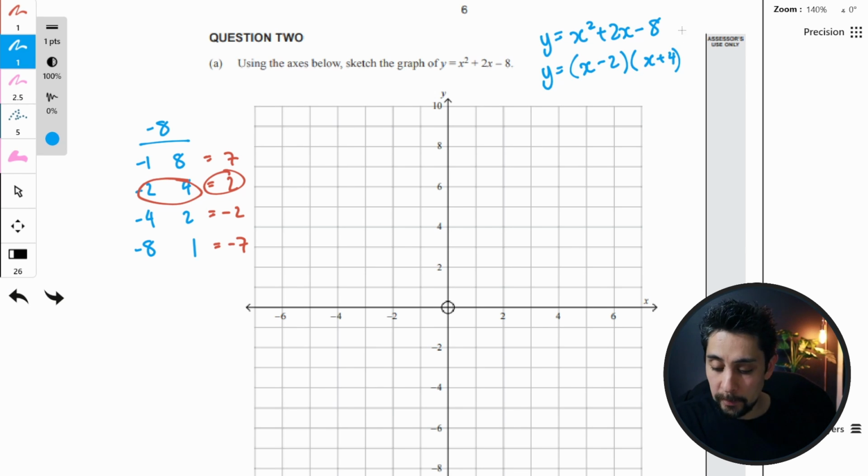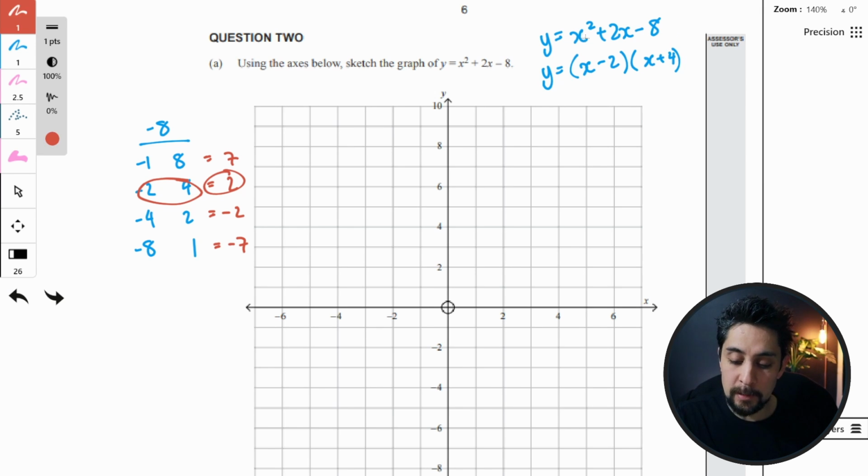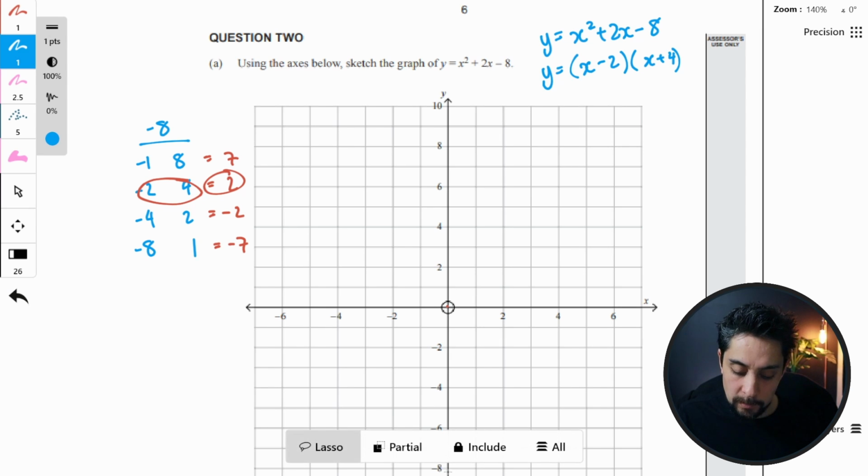Now both of these are really handy formats for equations. The first one is really handy because we can just pop in zeros where these x's are, and that will give us our y-intercept. So if we put in 0 for x, then 0 squared is 0, and 2 times 0 is also 0, and we're left with y equals negative 8. So when x equals 0, y is negative 8, which is down here. Pop that on the graph. That's our first point.